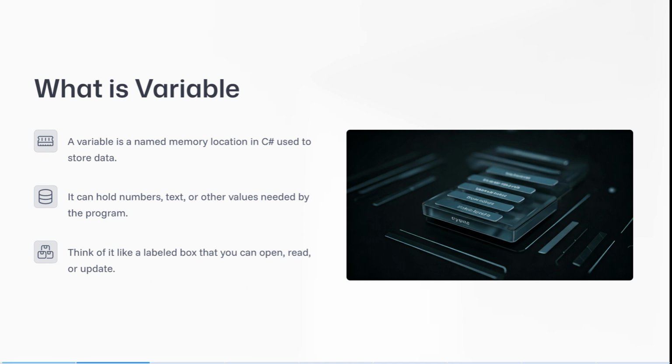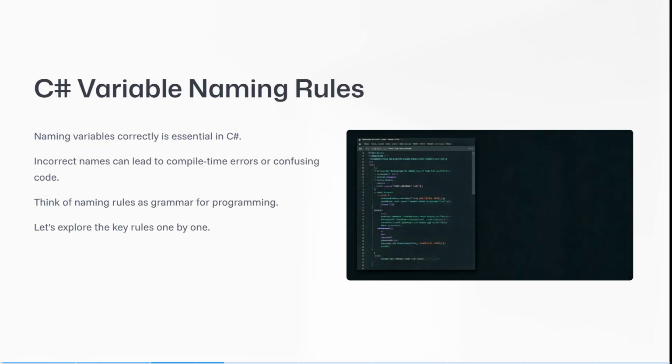Let's now understand the naming conventions for variables in C#. These rules are very important, because incorrect variable names can lead to compile time errors or confusion in your code. Think of them as the grammar rules of programming.